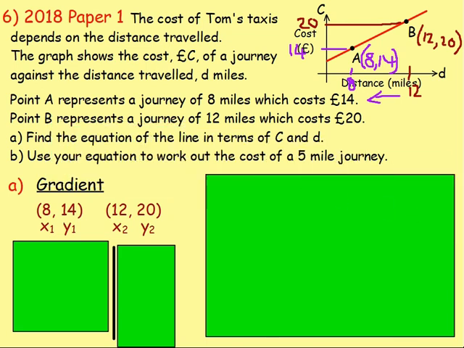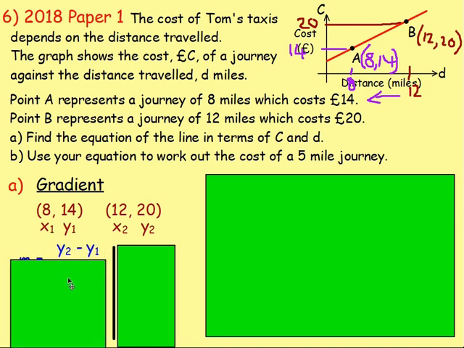What we need to do next? Well, you know it's the gradient we're working out. So, to work out the gradient, Aaron, brilliant. Y2 take away Y1 over X2 take away X1. Y2 take away Y1 will be 20 take away 14.